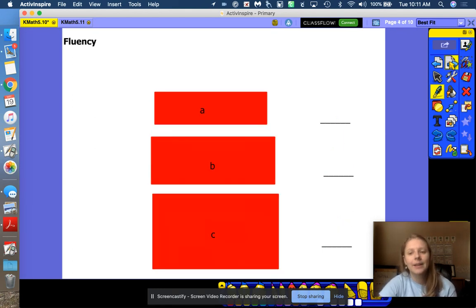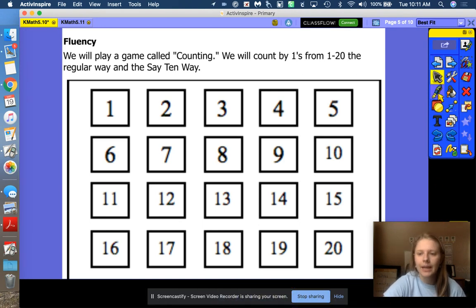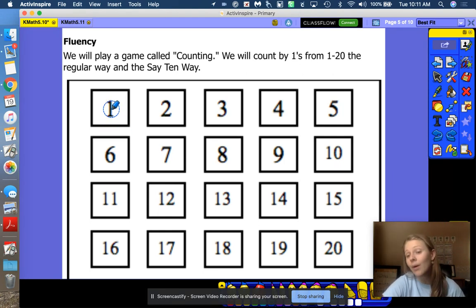All right. Now that we've warmed up our brains, we are going to keep playing a game, and it's called counting. So we're going to count by ones the regular way and the say 10 way. So let me get out my hundred chart so that you can see where we are. What number is this? Good. Let's count normal, not fast, along with Miss Plitt. Ready? 1, 2, 3, 4, 5, 6, 7, 8, 9, 10.